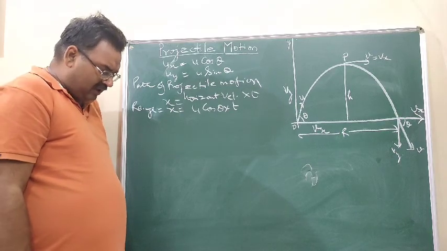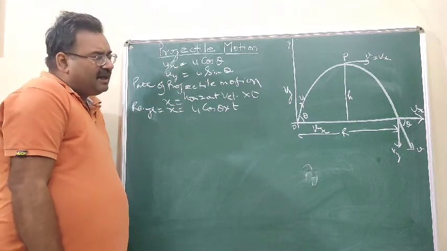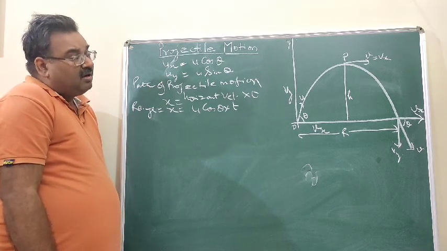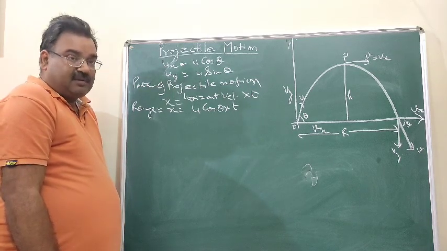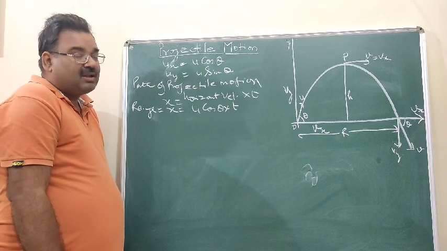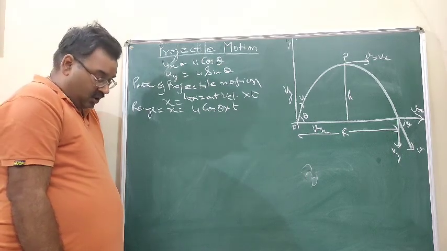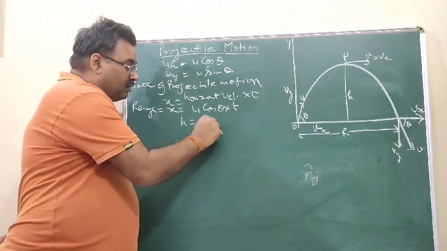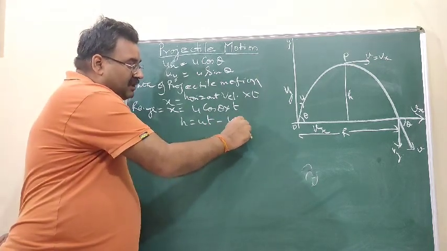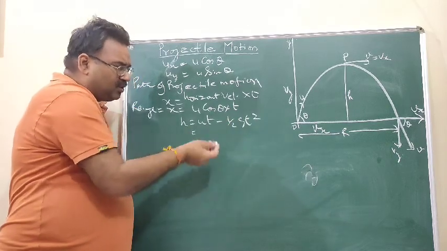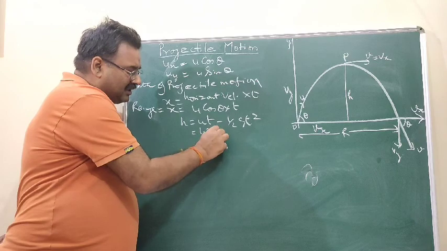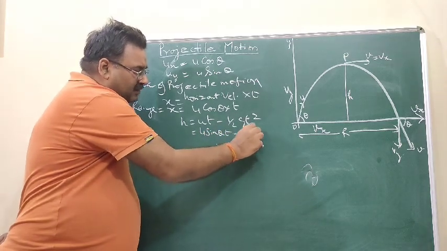Now we find out the vertical motion. The maximum height reached by the projectile is h. This is a motion under acceleration due to gravity. So h is equal to ut minus half gt square, from the equation of motion. What was u in the vertical motion? What was the velocity? It is u sin theta. So h equals u sin theta t minus half g t square.